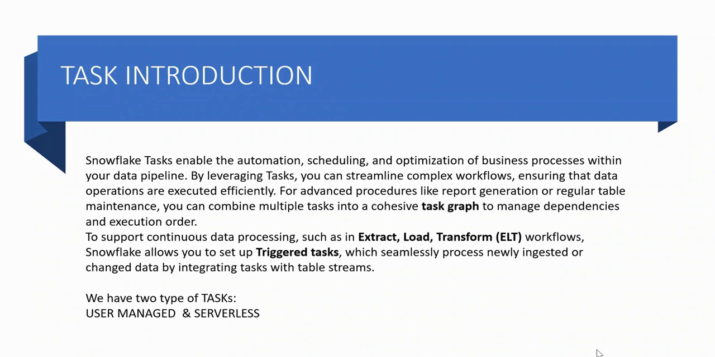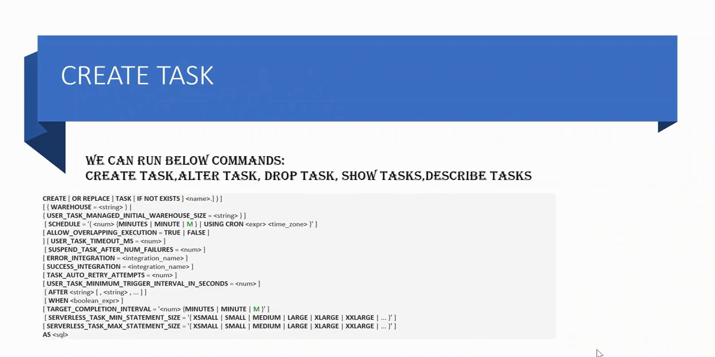Now let's look at the syntax which we will be using. There are certain parameters which you will use depending on your requirement. These are optional parameters, so I'm not going to use all of them in this video. You can go through the documentation to understand them, but I'll give you the important parameter details. We can run commands like create task, alter task, drop task, show task, or describe task. If you have to check how many tasks you have in a particular database, you run show task, just like we executed for show views. Then we create it: create task, then you give a warehouse name for a user managed task, or the initial warehouse size, and then you schedule it.